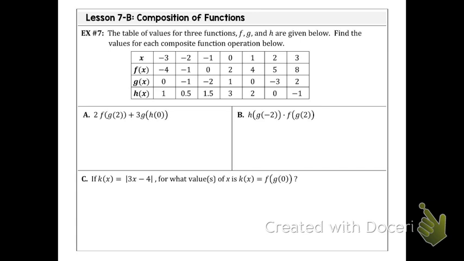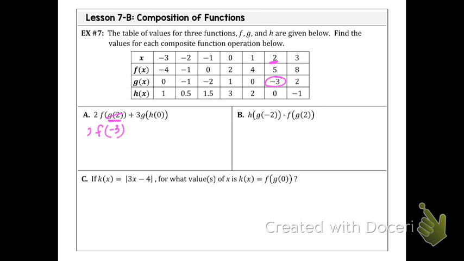When I look at A, it says we're going to take 2 times f of g of 2 plus 3 times g of h of 0. I'm going to work the left one, the right one, and then add them together in the end. Remember, with composite functions, we start with the inside, so g of 2. Our x value is 2, so go find g of 2, which is -3.